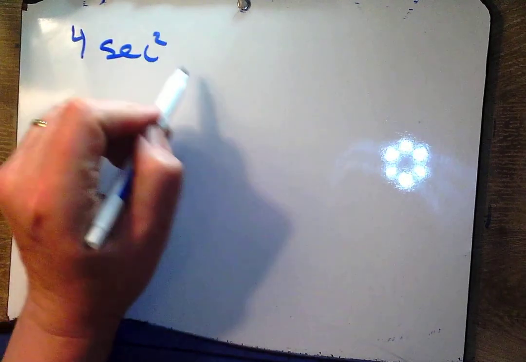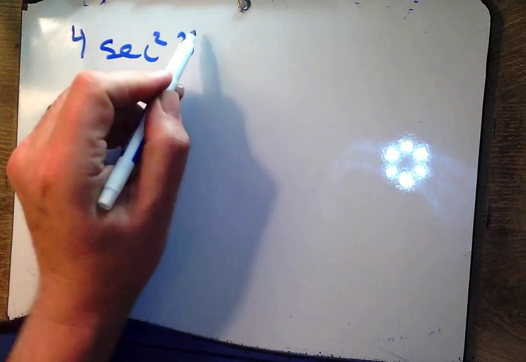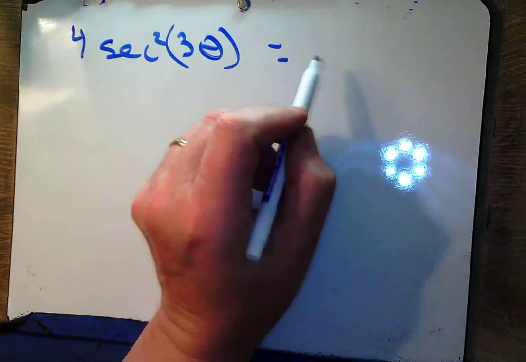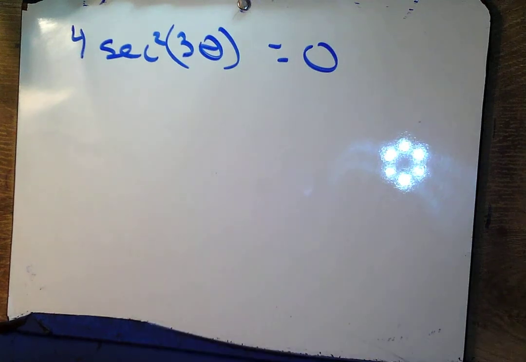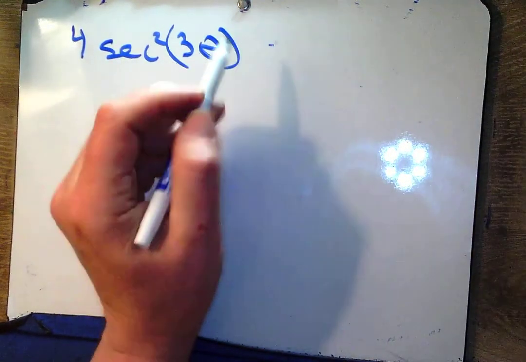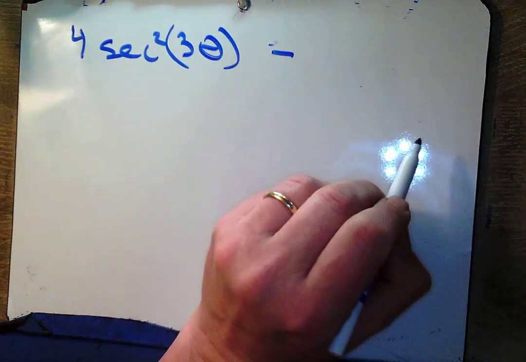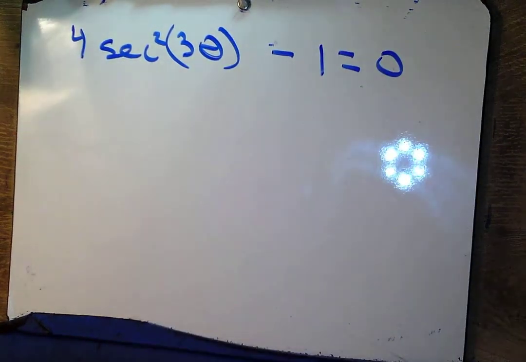Hey, what happens if I change this problem just a little bit? What if I make it 4 secant squared 3 theta equals 0? Did I mean that correctly? Sorry, I'm missing something. There we go. There needed to be a minus 1. Yeah. Okay.